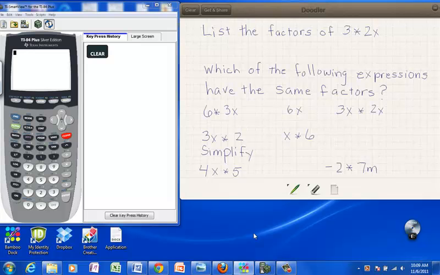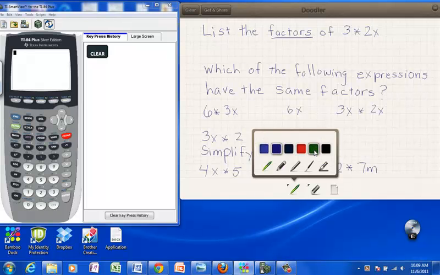Ready to work with multiplying algebraic expressions. So what I want you to do first is to look at what it says up here. List the factors of 3 times 2x. Now remember, the word factors means things that are multiplied together. Okay, let's see if you came up with the same thing that I do.